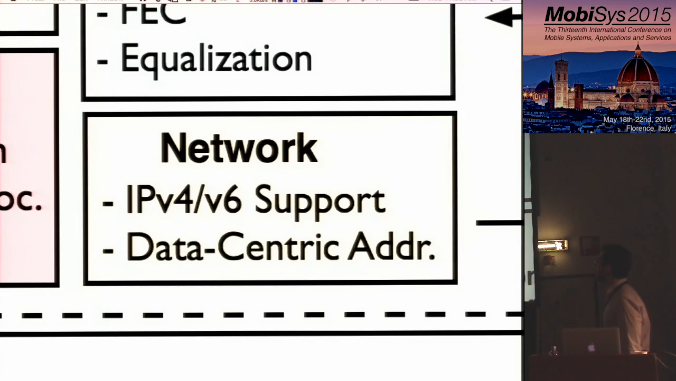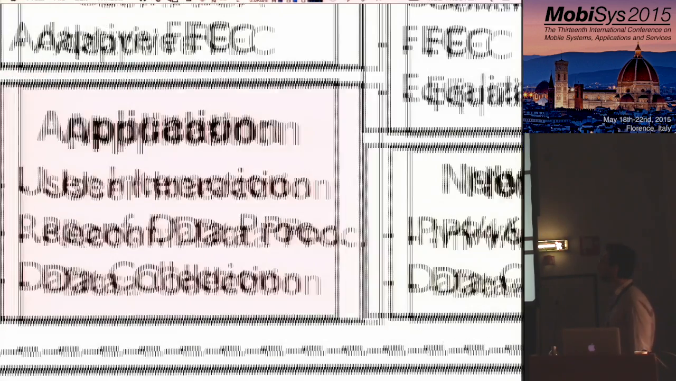At the network layer, we have IPv4 and IPv6 support, which is great if in the future we're going to talk about the Internet of Wearable Things. And then we also have data-centric addressing, which is an easy way to fetch data from a small network.